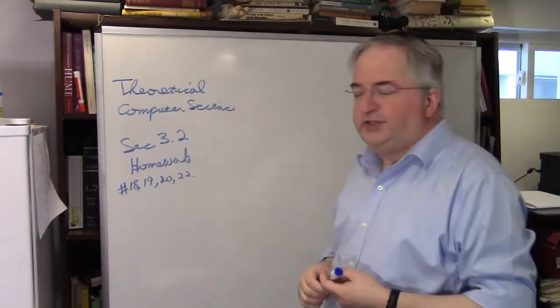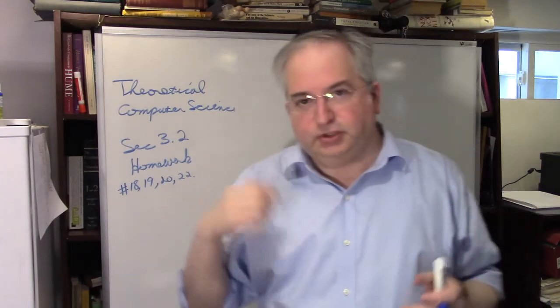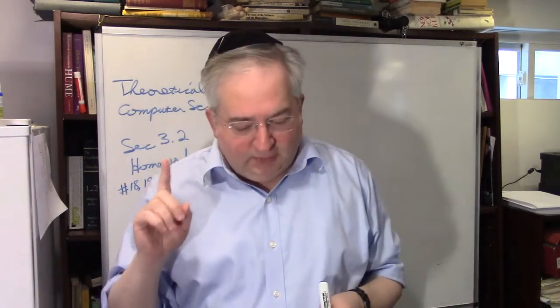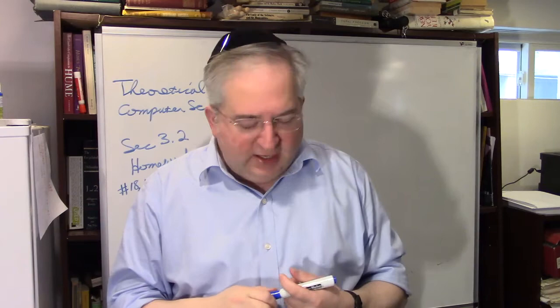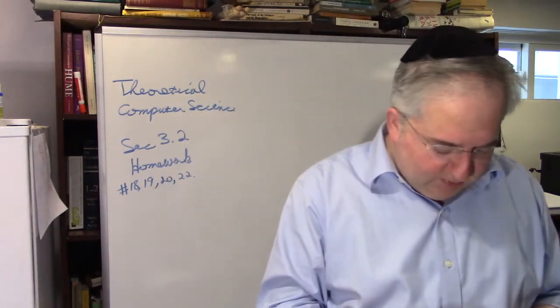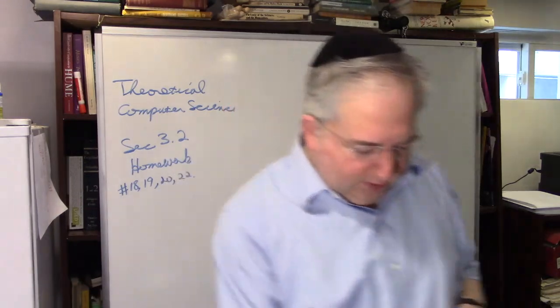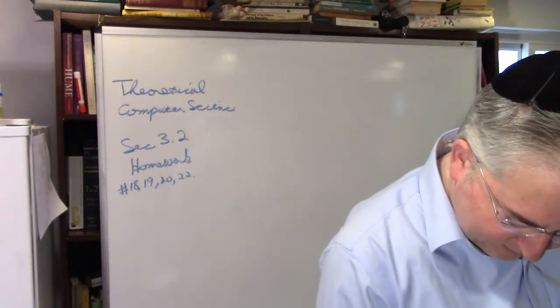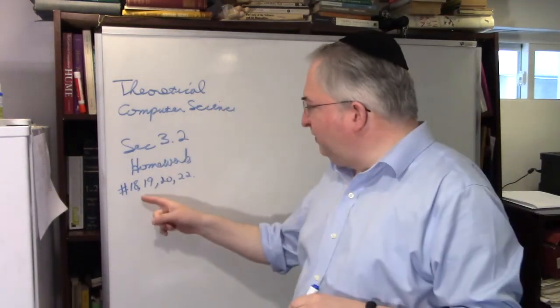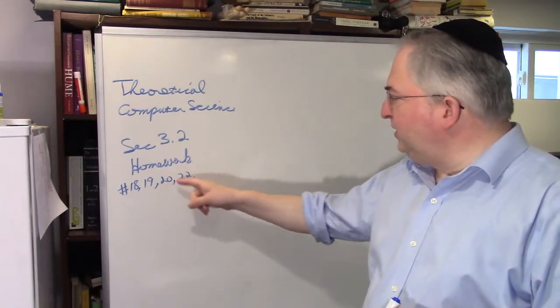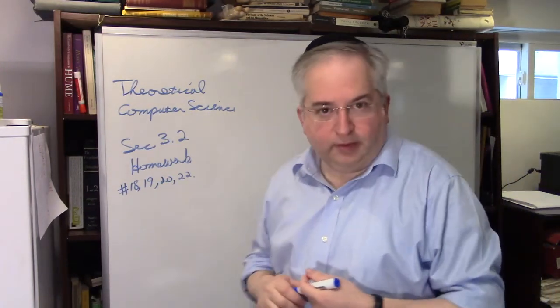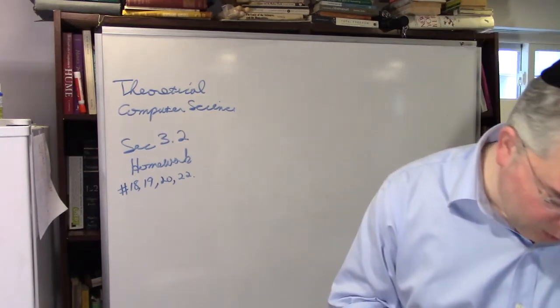We're doing the homeworks for section 3.2, and as always you should try to do the homeworks on your own. Now this homework is particularly not simple and you might have trouble, but at least you should spend some time thinking about what it means and trying to do it on your own. Okay, so the problems are in chapter 3, number 18, 19, 20, 22. Okay, and we're going to do that.